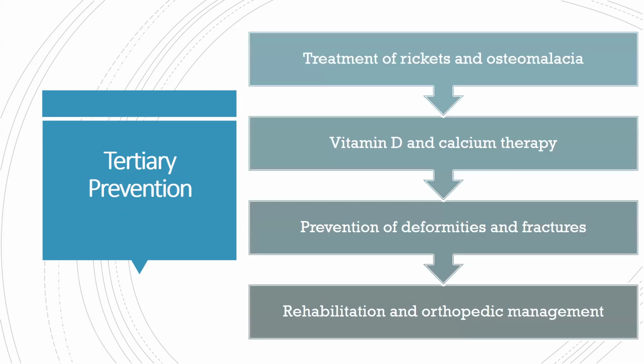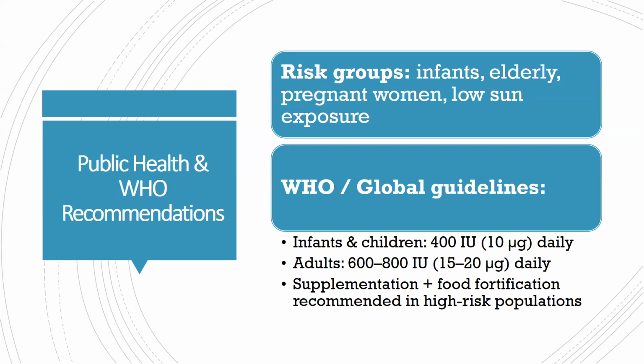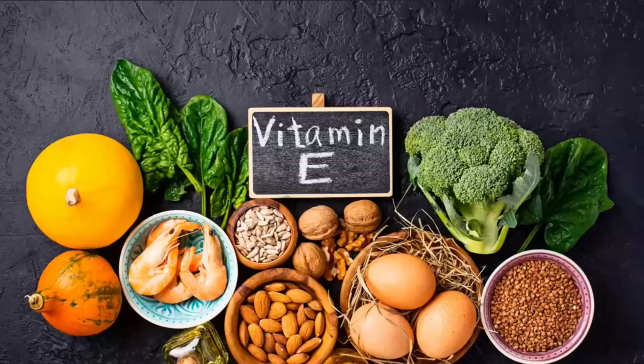Tertiary prevention involves treatment of rickets and osteomalacia, vitamin D and calcium therapy, prevention of deformities and fractures, rehabilitation and orthopedic management. Public health and WHO recommendations are the same as repetition, so I'm skipping this slide.